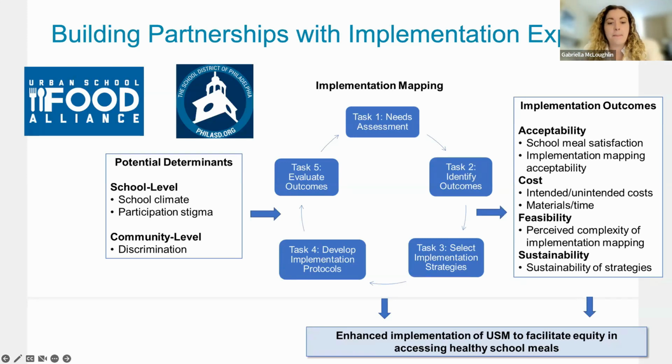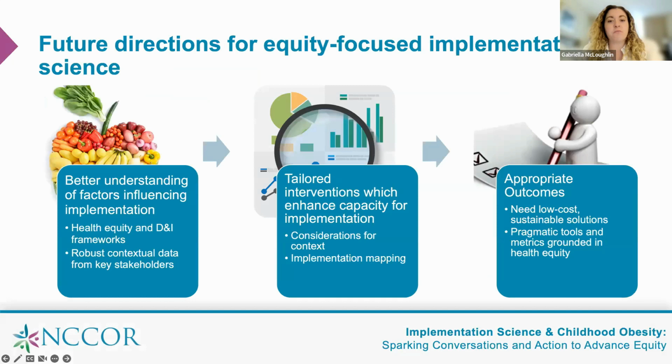So, last slide, I wanted to provide some future directions. I know we only have a few minutes, so I wanted to give a little bit of an idea of what I think we would be best suited for in terms of addressing implementation science and child obesity with an equity focus. Not only do we need a better understanding of those contexts and those factors that are determining implementation, we also need to have those tailored interventions. Again, those adaptable, malleable interventions, such as the ones that Swindle was mentioning in her talk.